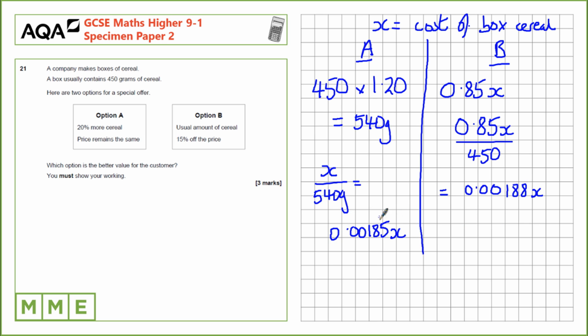So we can now compare these two. We see that this one is the smaller number. We've got x in both of them, but the coefficient here, the number in front of it, is lower. So in this case, we want to select option A as better value because the cost per gram is lower.